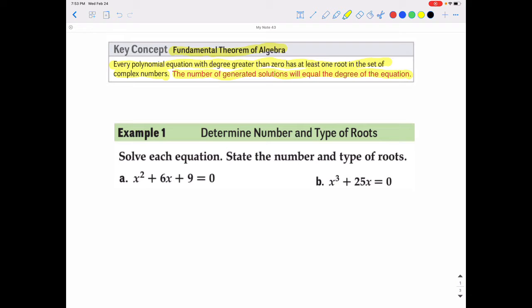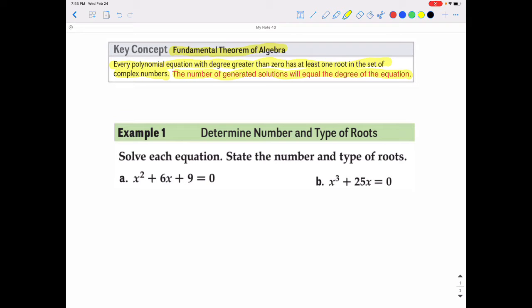So recall that the degree of the equation is the highest exponent in the polynomial equation. So that degree is going to tell you how many solutions you're going to get generated. If it is a degree of 2, you should expect to get 2 solutions. A degree of 3, you should expect to get 3 solutions, and so on. Now, sometimes those solutions repeat themselves, as you'll see here in the first example. Many times those solutions do not repeat themselves.